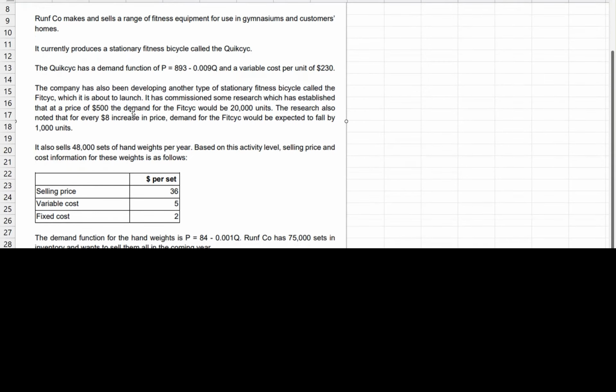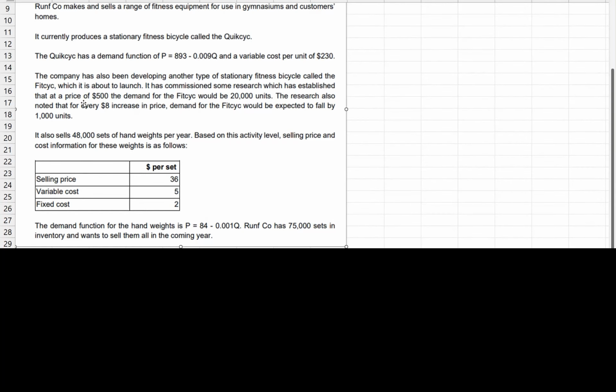The other thing you need to keep in mind is that here the question has told us that at 500 the demand for the Fit Cycle would be 20,000. Here the question has provided the change in the price along with the change in the demand, but in some cases they might say that at the price of 508 the demand would be 19,000, rather than giving the change in price along with the change in demand. In some cases you need to calculate the change in the price and the change in the quantity by yourself, but here the question has already done it for us.